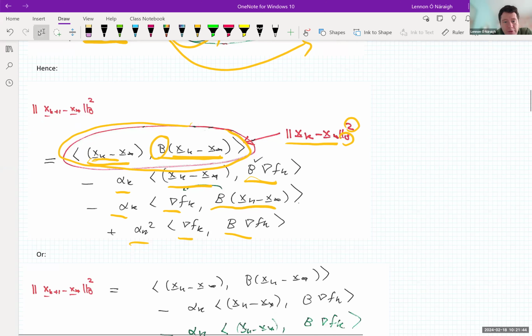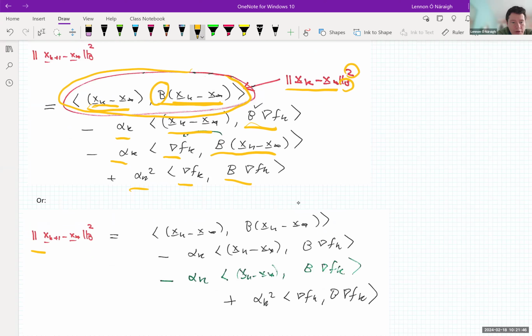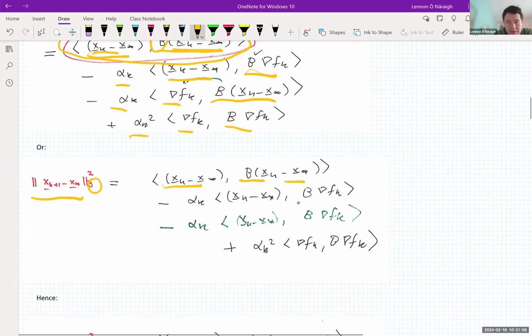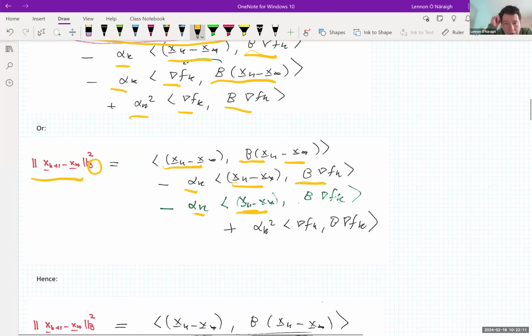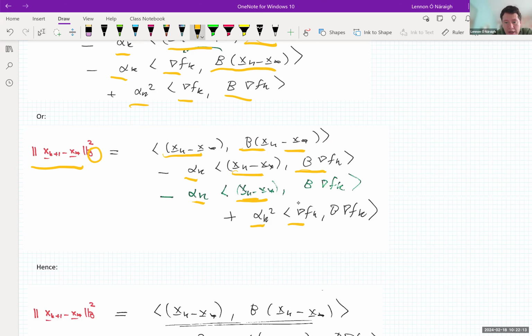Okay, so I just gather everything up. So I've got ||x_{k+1} - x*||_B squared is equal to (x_k - x*) times the B times (x_k - x*), then minus alpha_k (x_k - x*) B grad f, minus the same thing again, and then plus alpha_k squared grad f scalar product with B grad f.